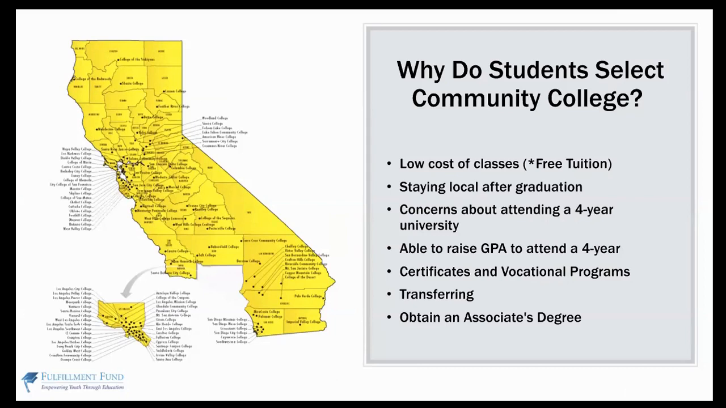That's another thing to keep in mind, concerns about attending a four-year. If for some reason you feel like you're not ready to go straight into a four-year college, then you can attend a community college for the first 2 years and raise your GPA. If you weren't necessarily happy with your GPA in high school, you can always start fresh at a community college.